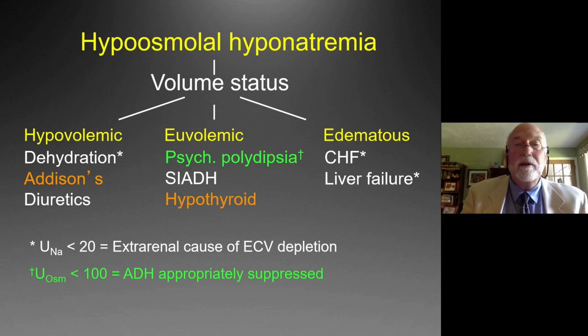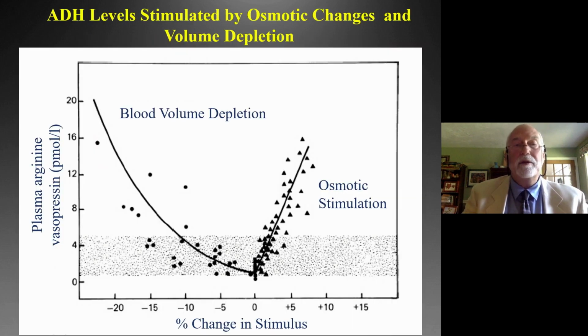This is highlighted in green because these are easy to distinguish: psychogenic polydipsia versus SIADH, where by definition the urine osmolality is inappropriately elevated for that degree of serum osmolality, whereas folks that are drinking too much, there's nothing wrong with their ADH axis. It's turned off and they put out a dilute urine as shown there.